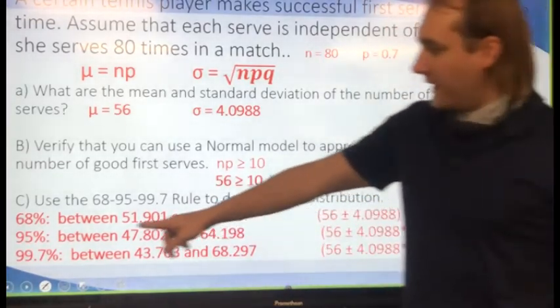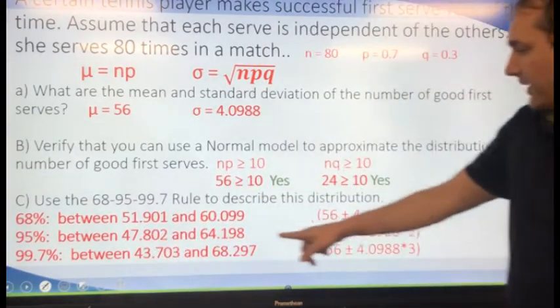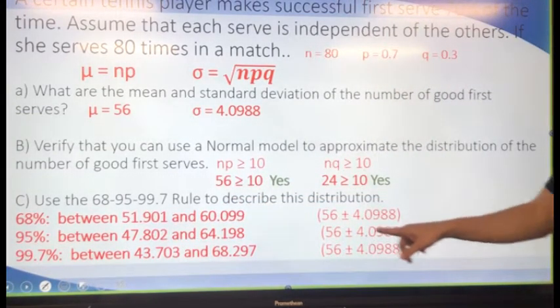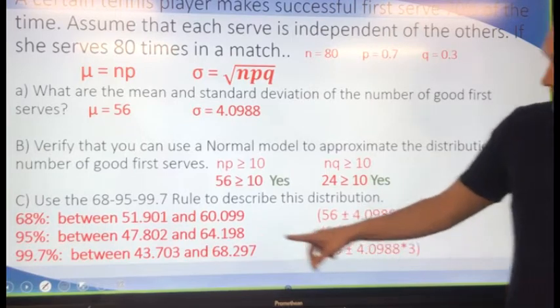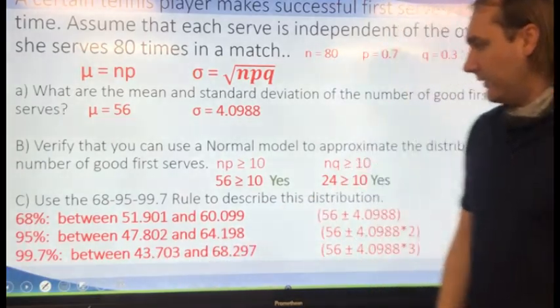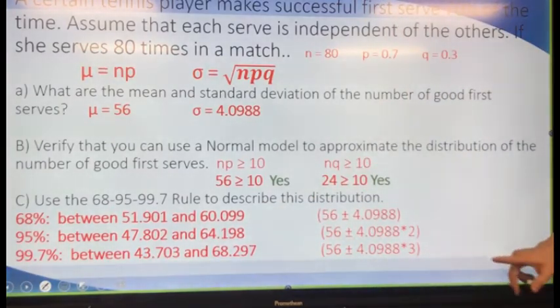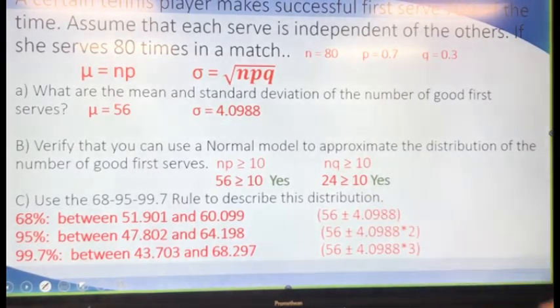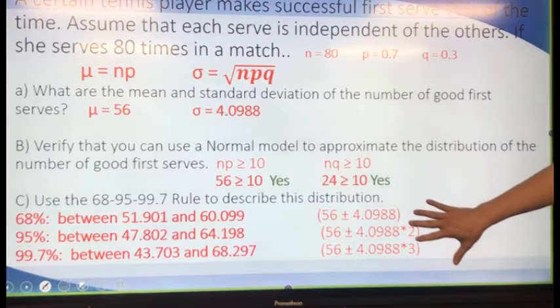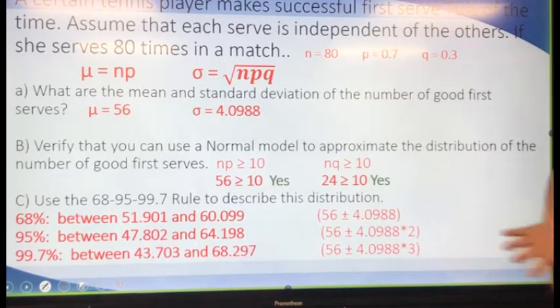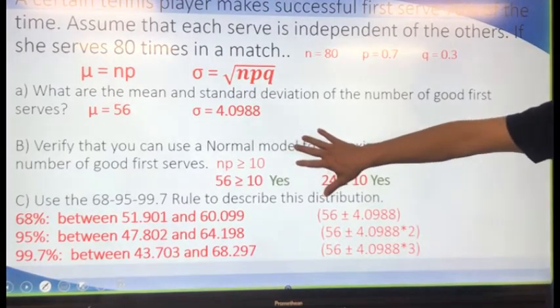To go to my 95% range, that is 2 standard deviations. So take my standard deviation, multiply by 2, and add that to 56 and subtract it from 56. I get between these values. And then 99.7% is 3 standard deviations, so multiply my standard deviation times 3, and then add it to 56 or subtract it from 56. So see how we can describe the distribution? Any confusion here? See how we can test to see if it'll fit with a normal model?